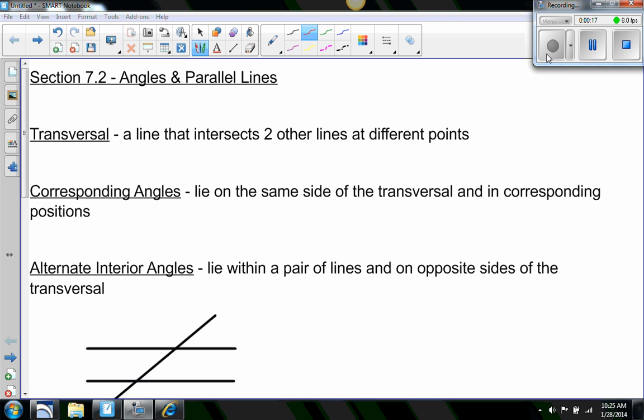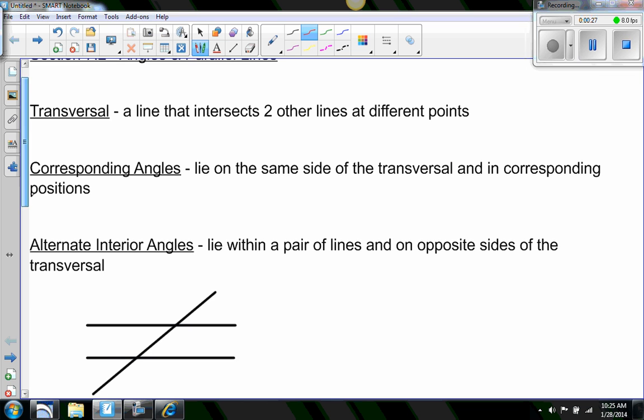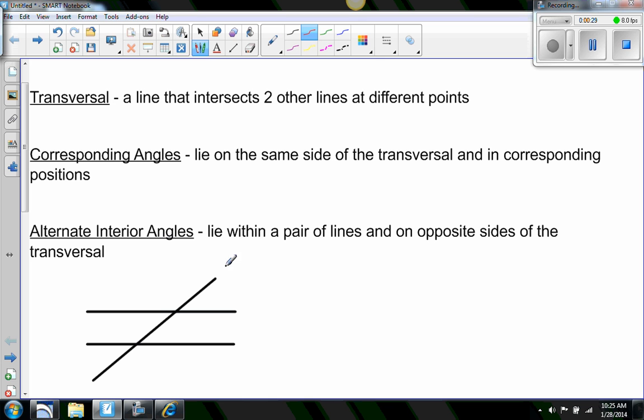The transversal is a line that intersects two other lines at different points. And I know that's a pretty vague definition, but if you look right here at what I have drawn right here, this line right here is the transversal, the one that's crossing these other two.